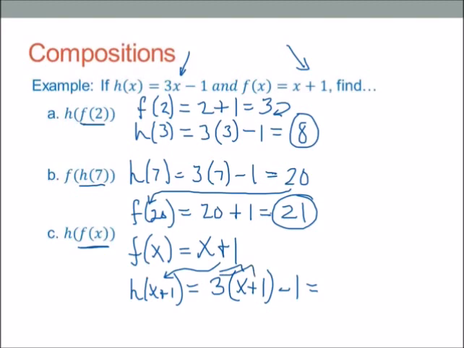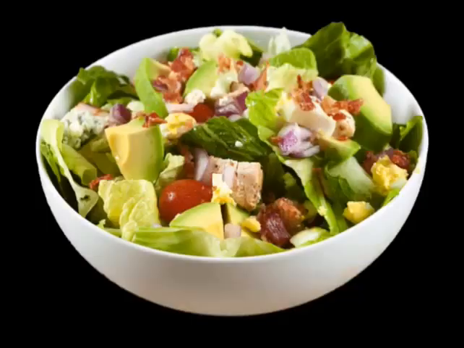So I'm going to distribute. So 3x plus 3 minus 1, which is 3x plus 2. And that's your final answer.